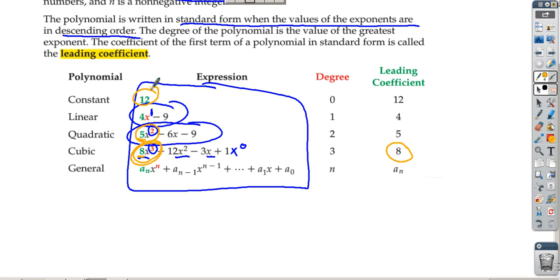And by the way, the word polynomial actually means this right here. Poly means many, and nomos refers to terms. So the terms are separated by plus and minus signs. Like this one right here, the cubic, has 4 terms. 8x cubed, minus 12x squared, 3x, and 1 would be the 4 terms there.